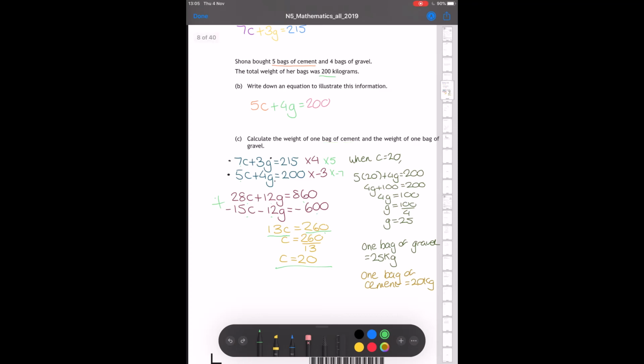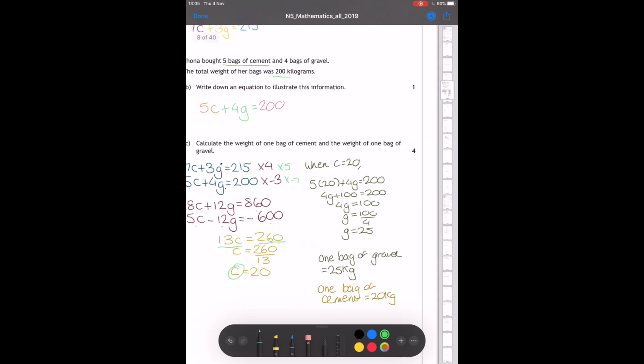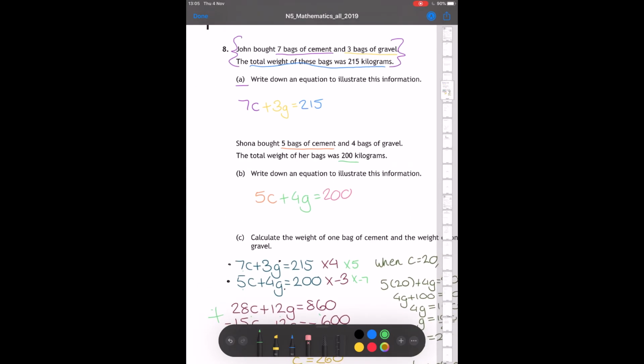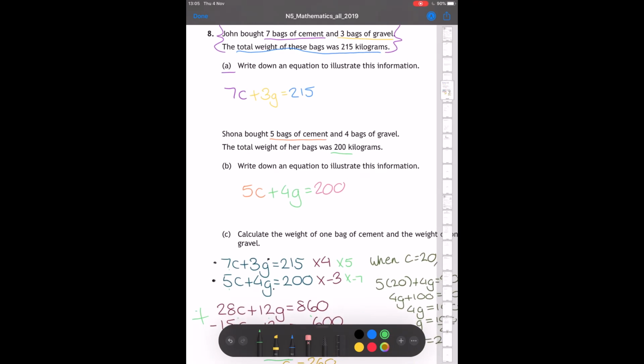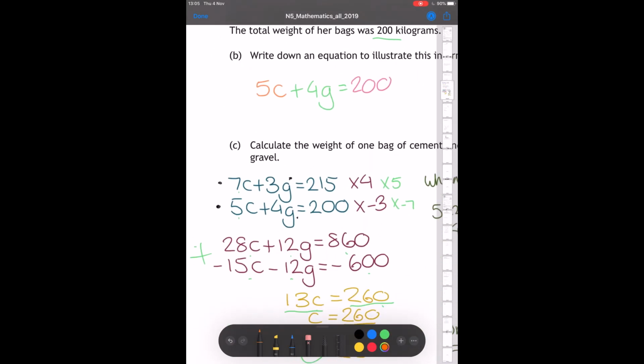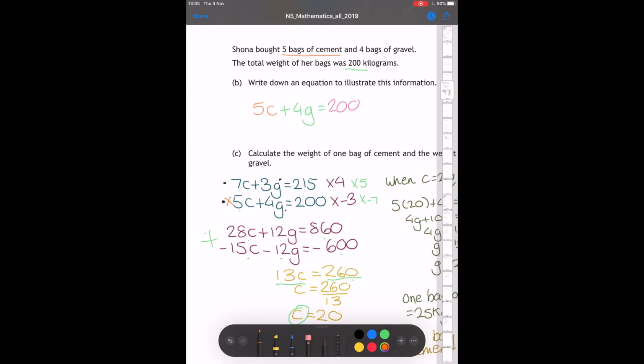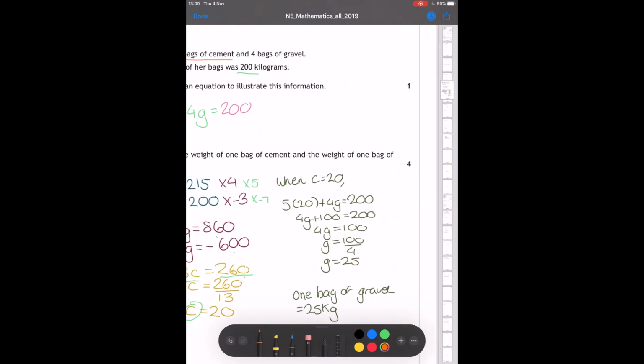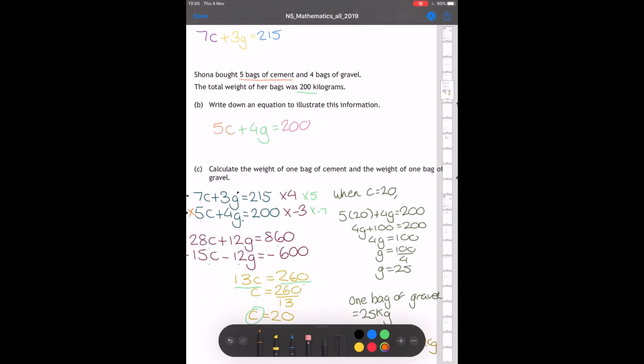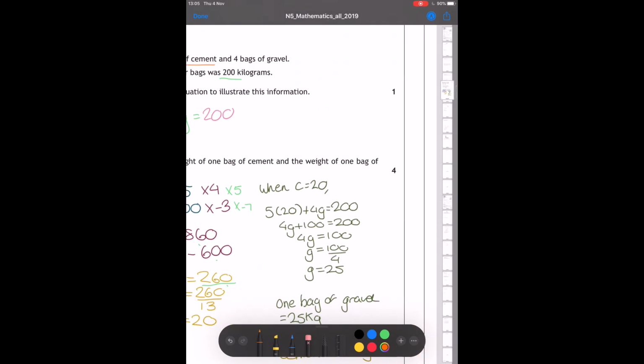So how do we find the weight of the gravel? Well, now that we know the value of C, we can substitute it into one of our original equations. Now, it doesn't matter which one you choose. I'll pick a different colour. You can choose either one, usually whatever one stands out to you. I chose to do the bottom one just because the numbers are lower as a whole. And I knew that 5 times 20 was 100, so it gave me quite nice round numbers. So I wrote when C is equal to 20, just to make that very clear, then 5 times 20 plus 4G is equal to 200.